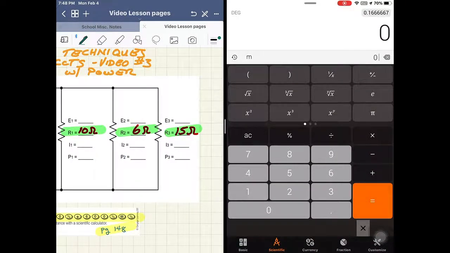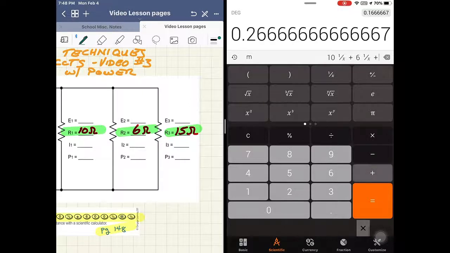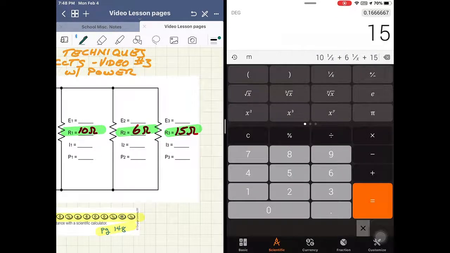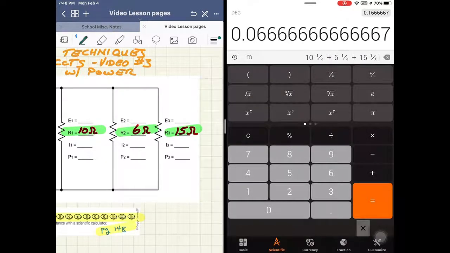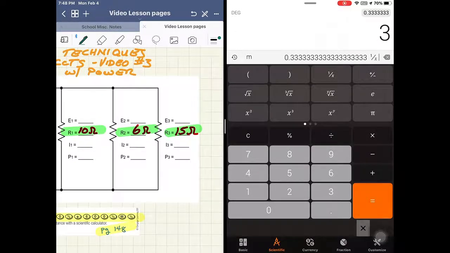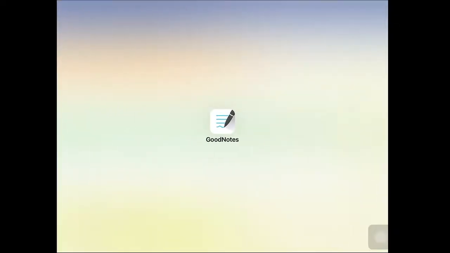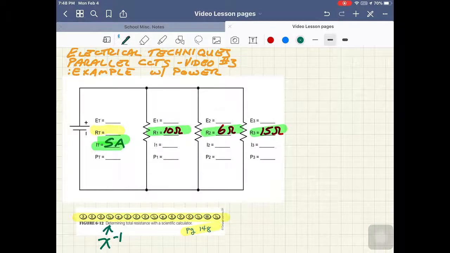All right, so we're going to go 10, 1 over x, plus 6, 1 over x, plus 15, 1 over x. I hit the equal sign. It's adding them all up, and then I have to hit the 1 over x button again, and I get the final answer of 3 ohms. Right, and so that is perfect because I know that's what it was. All right, so our RT is 3 ohms.